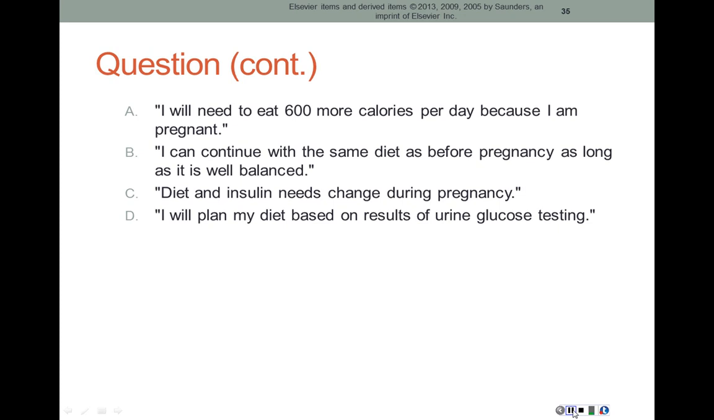So the correct answer is C. Diet and insulin needs change during pregnancy. That first one, I need to eat 600 more calories per day because I'm pregnant. Well, if you're already eating 5,000 calories a day, we sure don't need to add 600 more to it. B, continuing with the same diet before pregnancy as long as it's well balanced. Well, that may or may not be true. We may have to add some stuff to it or take some stuff away. So it's not always going to be that. And then we can't plan a diet based on urine glucose testing because that doesn't occur all the time.